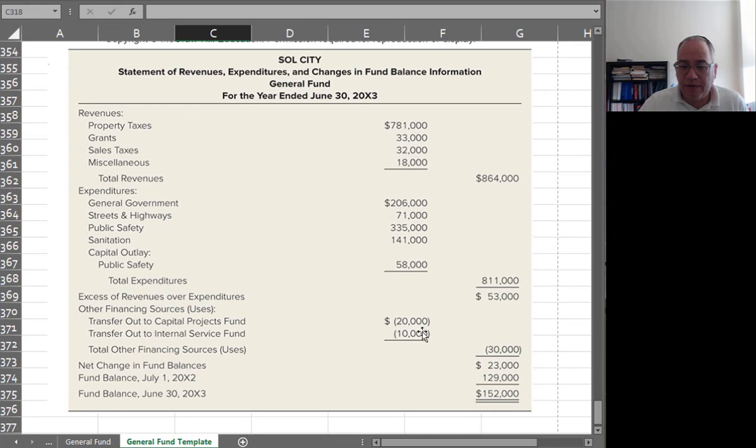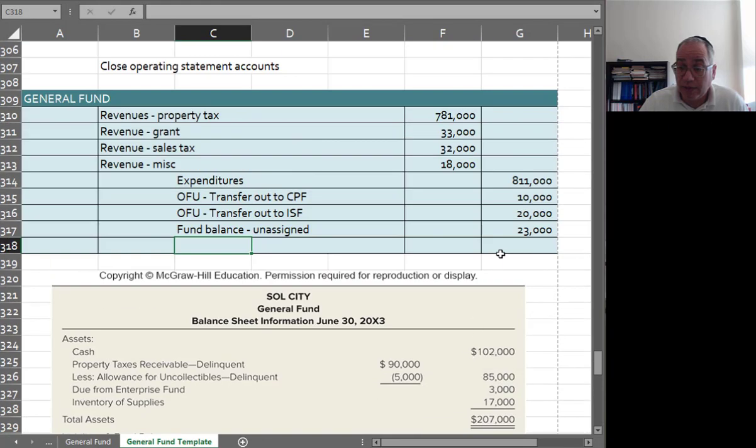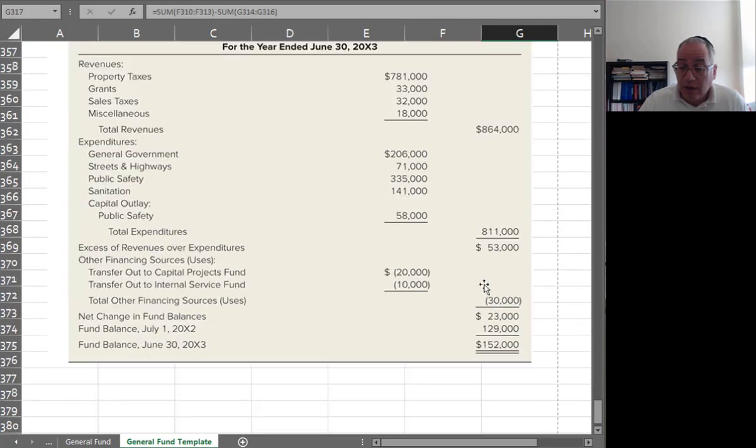And here's a statement of revenues and expenditures and changes in fund balance. You'd have revenues minus expenditures equals the excess, plus or minus other financing uses and sources. In this case, it's only uses, so they're all negative. So you have a net change of 23,000, which is equal to what we put in over here. And that added to the beginning fund balance, which was on the beginning balance sheet, gives us a new fund balance of $152,000.